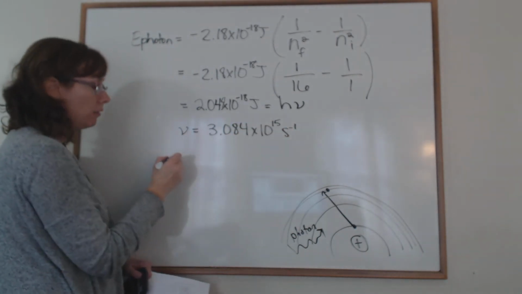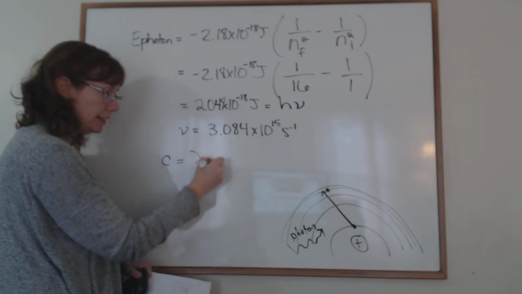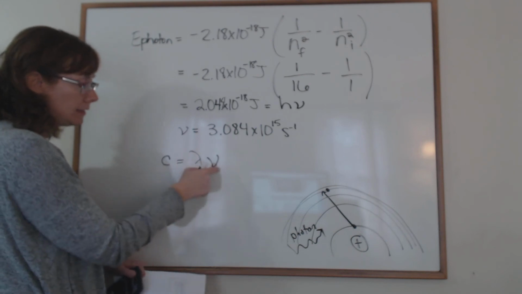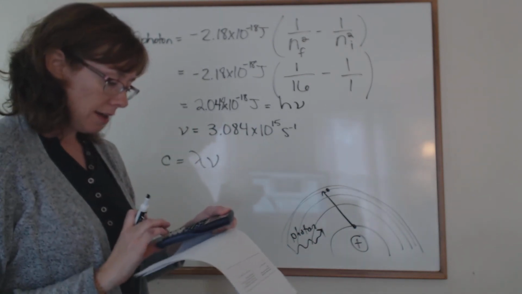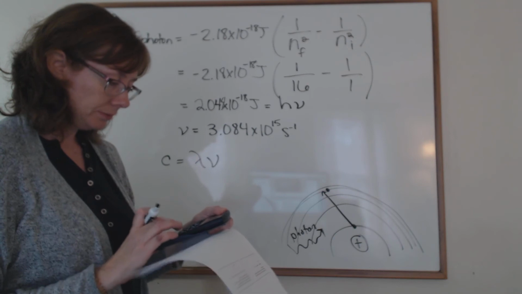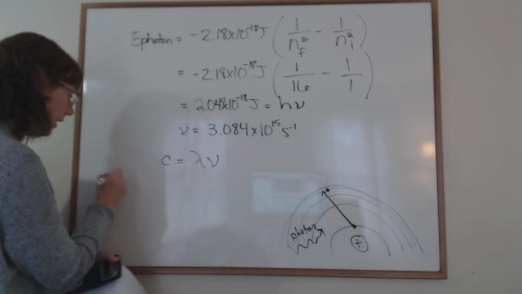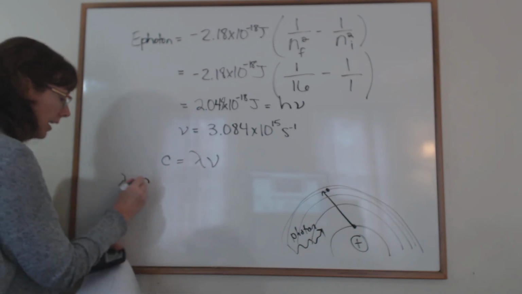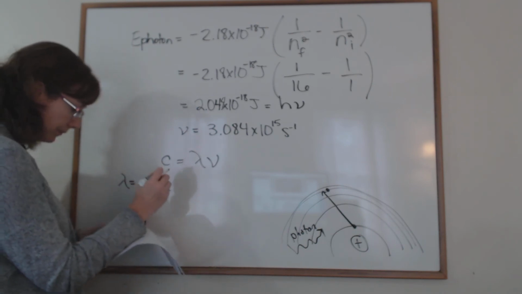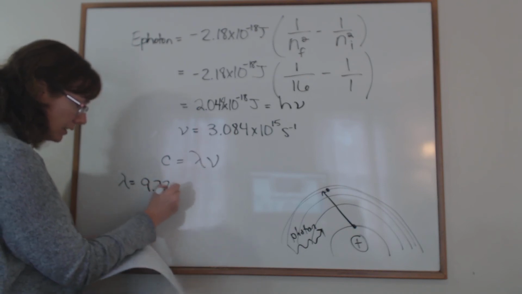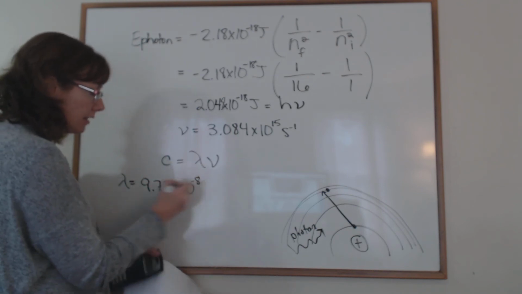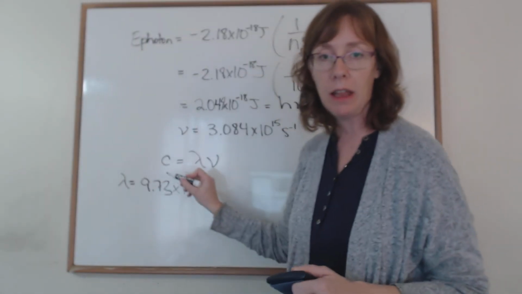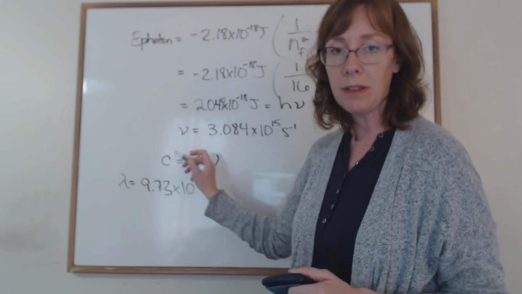Now we have the frequency, and if I want wavelength, I come back to this other handy-dandy thing, which is the speed of light c equals wavelength times frequency. So if I do speed of light divided by frequency, I should get my wavelength. And I'm getting a very tiny number, which would make sense. I'm getting 9.7273 times 10 to the negative 8. The unit would be meters because it's the unit that came with speed of light.